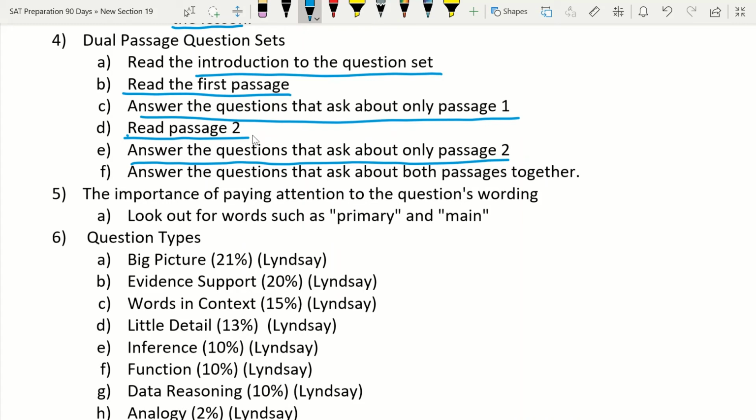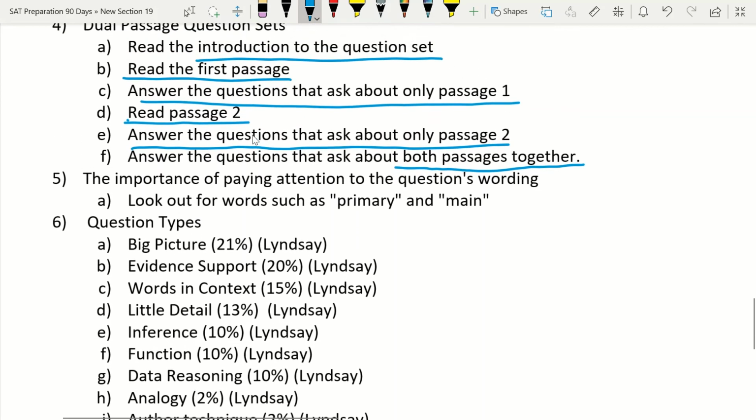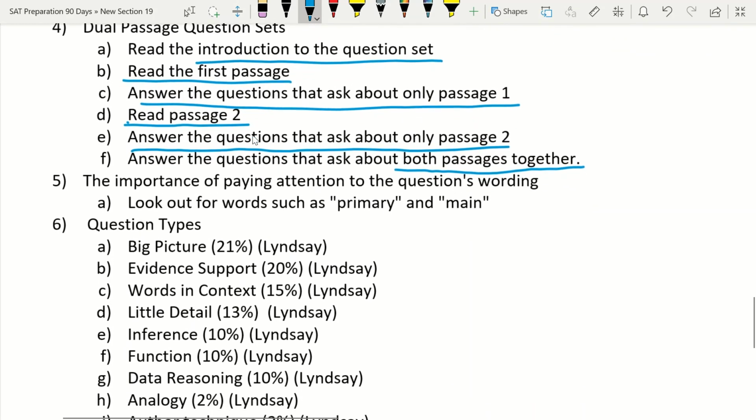So this is how we do that. Then after that, we go through and answer the questions that ask about both passages together. All right, so that's the strategy you want to employ for the dual passage question sets.